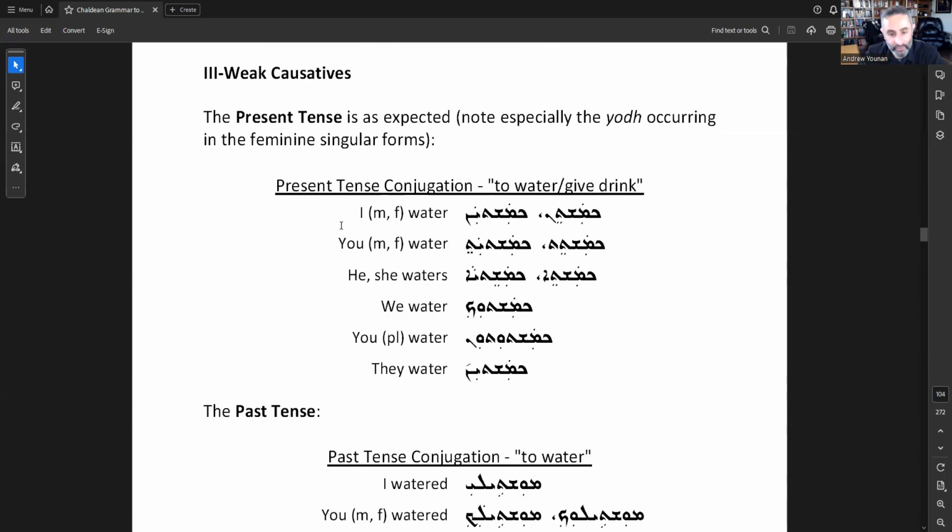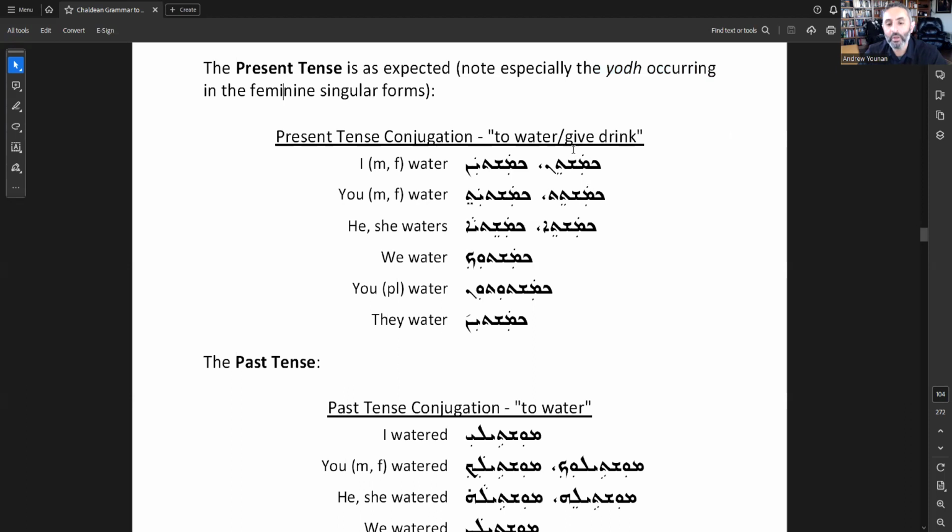Third weak. There's a lot in this chapter, but I think we're going pretty fast, so it's okay. The present tense is as expected. Note especially the other occurring in the feminine singular form. So nothing is very surprising here, but let's take a look at the third weak. The root here is shta, sheen, tau, alep, to drink.